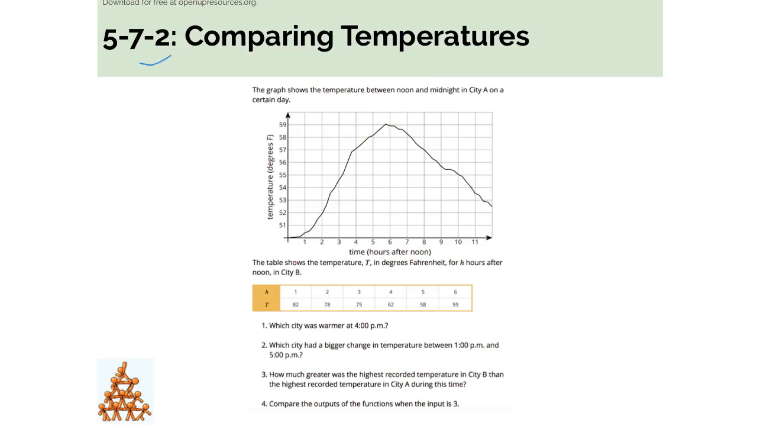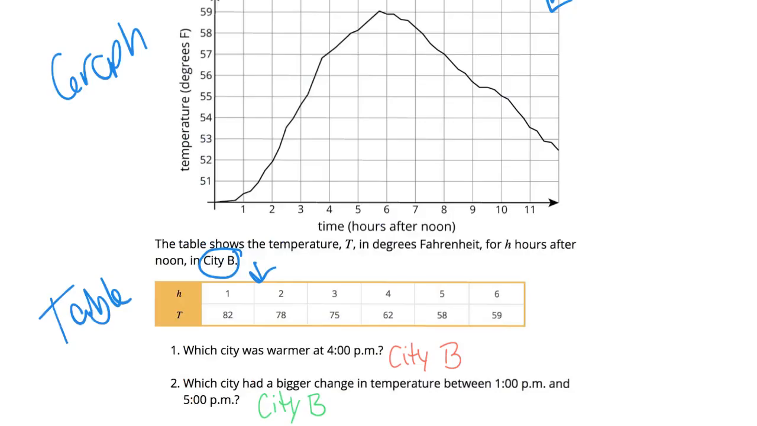Okay, in activity 2, comparing temperatures, you are reading the graph right here and the table right here. And notice they are showing different things. The graph is showing you information for city A, and the table is showing you information for city B. So you're using both of those to answer the questions. I want you to try numbers 1 through 4 on your own and then start the video again when you're ready. Okay, looking through these.